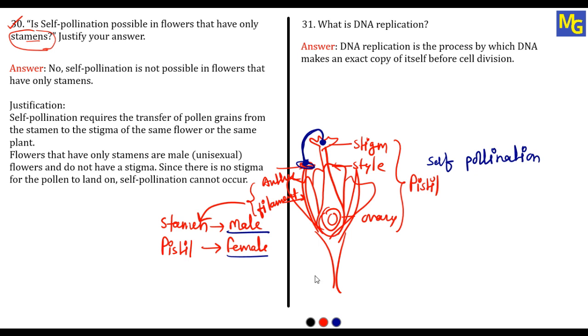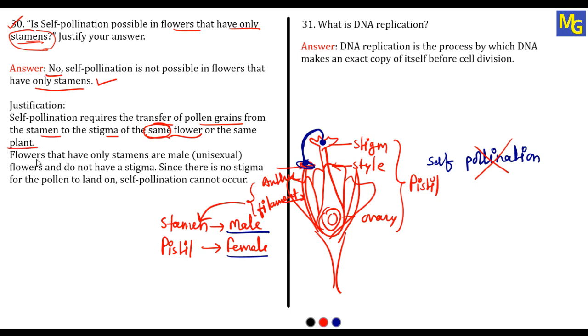If you see the question, they are saying the flower that has only stamen, so it doesn't have female reproductive part. Then can you see this self-pollination? No, not at all. Therefore, the answer is no. Self-pollination is not possible in flowers that have only stamen. Now we have to justify the answer. So therefore, justification: self-pollination requires transfer of pollen grain from the stamen to the stigma of the same flower. Remember, of the same flower. You have to write this word same. Then only the answer will be correct. Same flower or the same plant.